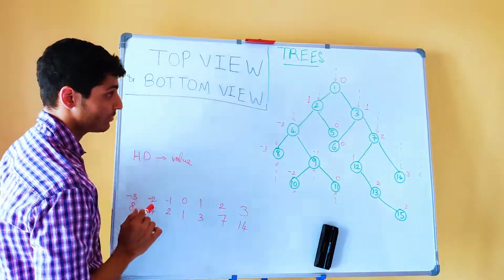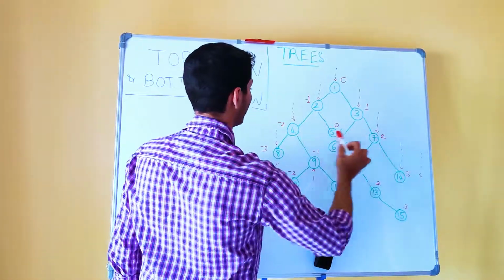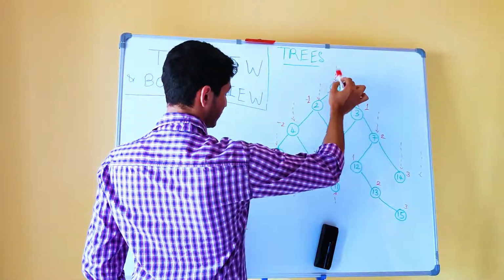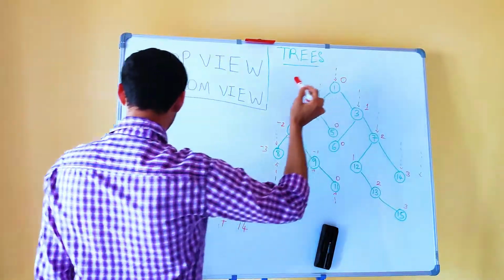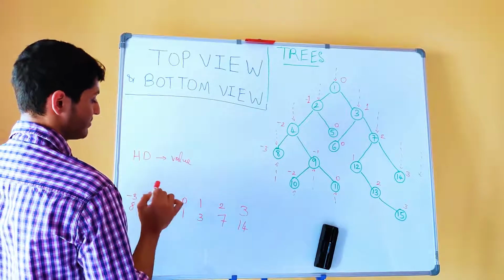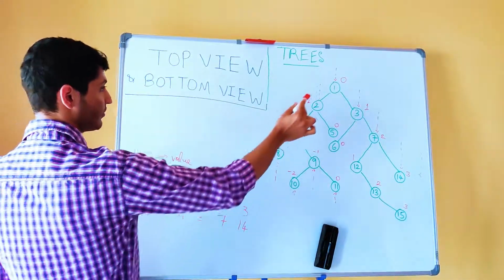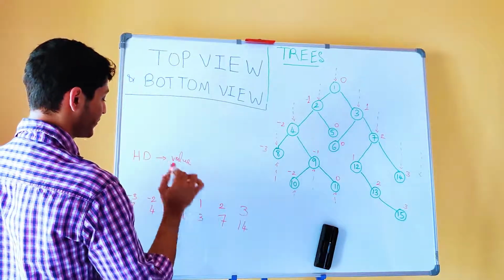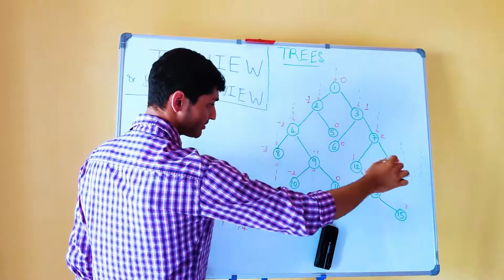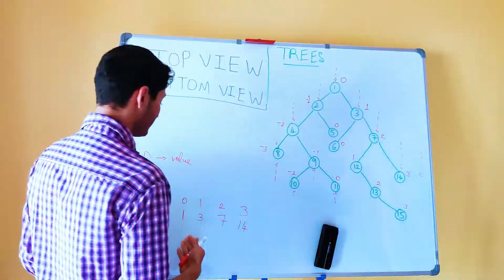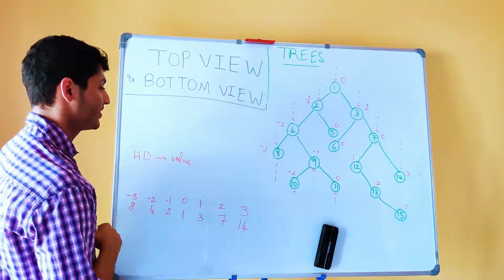How do we build the mapping? We do level order traversal, and for every level we consider the nodes and its corresponding HD value, and we'll see if the mapping is empty. If it is empty, we'll fill that value, corresponding node's value, into the map. Similarly, we continue until we traverse the whole tree level by level. Once we are done with traversing, we just print this value. This is the top view.